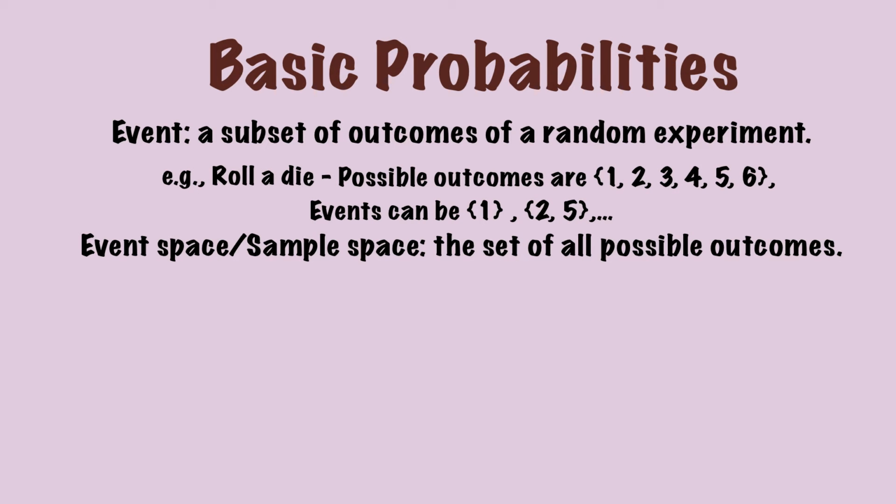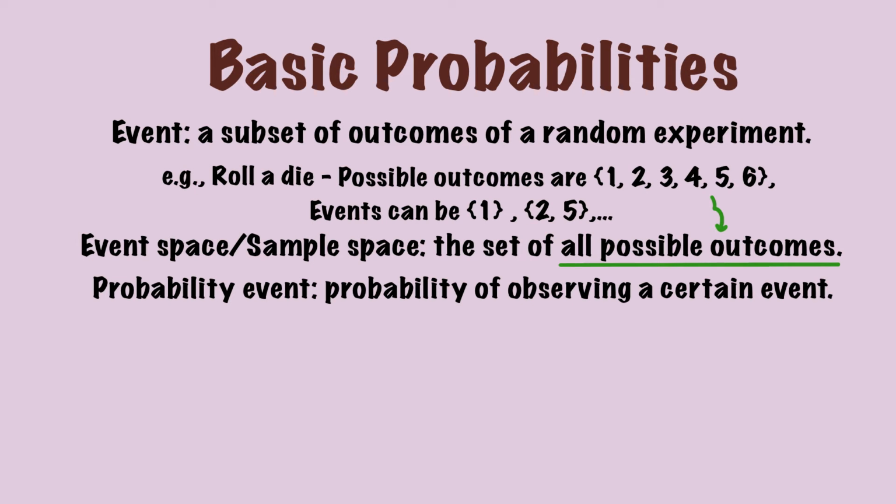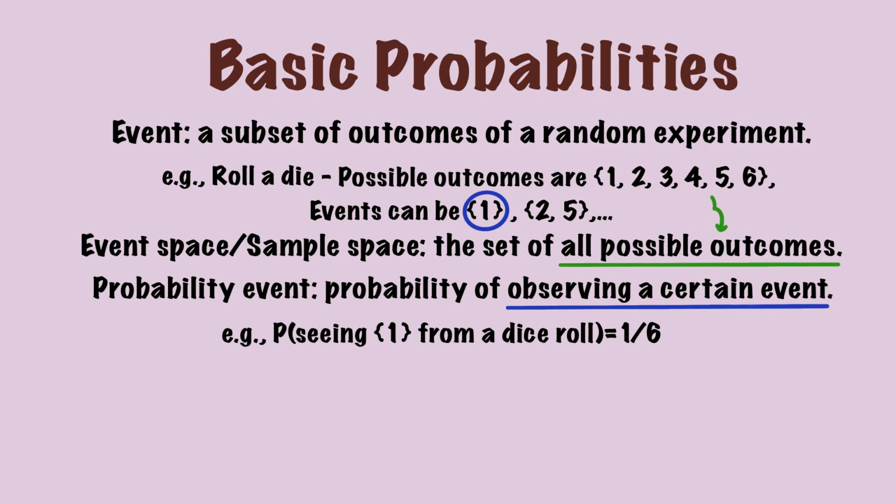Second, the event space is the set of all possible outcomes. As you can imagine, the set 1, 2, 3, 4, 5, and 6 is the event space of rolling a die. Third, the probability of an event is the probability of observing a certain event. For instance, the probability of observing 1 from a die roll is 1 over 6, assuming the die is fair.